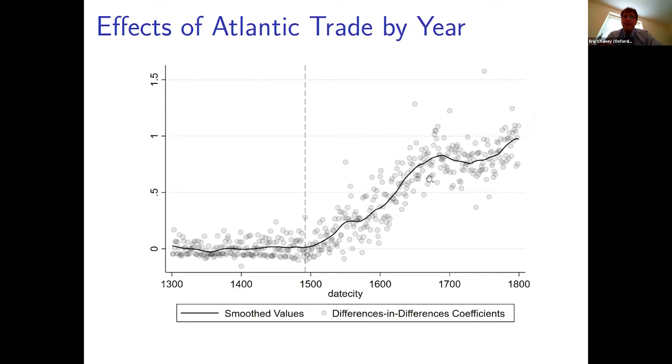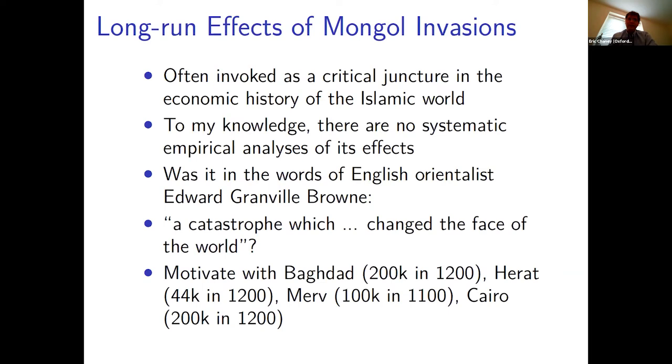So now I want to go to the second example, the Mongol invasion. This has often been invoked as a critical juncture in the economic history of the Islamic world. But yet, to my knowledge, there are no systematic empirical analyses of its effect. Indeed, if you were to try to do an AJR type analysis with the existing data, you wouldn't get very far, because for the Eastern Islamic world, the areas that were hit directly by the Mongol invasions, we don't have a nice time series of city estimates for most of the cities.